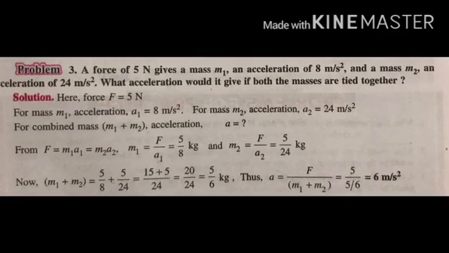Now F is equal to m1 multiplied by a1 is equal to m2 multiplied by a2. So m1 is equal to F upon a1, that is 5 upon 8, and m2 is equal to F upon a2, which is equal to 5 upon 24. Now m1 plus m2 is equal to 5 upon 8 plus 5 upon 24, that is equal to 5.6 kg. Thus a is equal to F upon m1 plus m2, because F is equal to ma. So it is 5 upon 5.6, that is 6 meter per second square.